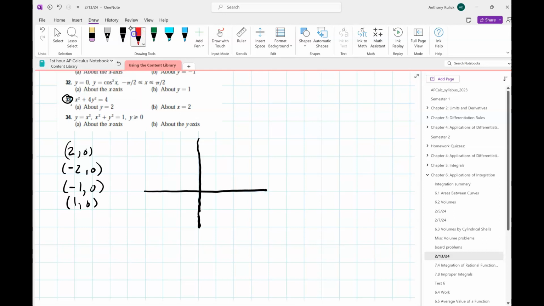Should the bottom 2 points be flipped? Yes, I'm sorry. Yes, absolutely. Of course. That's a classic Mr. Kulik. All right, so we have negative 2, 0, 1, 0, 2, 0, negative 1, 0. So here's our ellipse. Everybody's okay with that? And then we're going to rotate it about the line y equals 2.